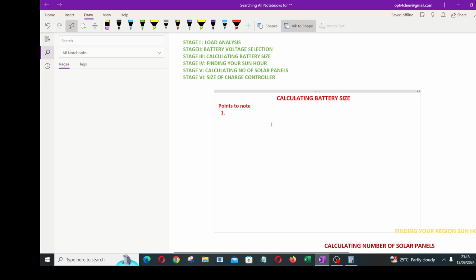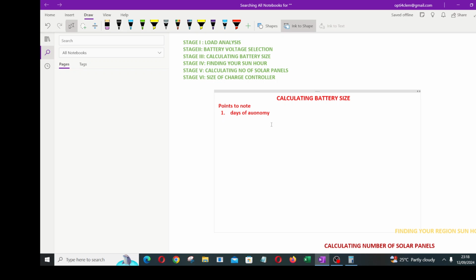Number one of that note is that you must be able to decide the days of autonomy. What do I mean by days of autonomy that you need to decide when you are trying to design a solar system? How many days do you want your solar system to run without interference? That is, without tripping off, even when there is no sun radiation and there's no means to charge the system. You want the system to operate autonomously. So that is number one, days of autonomy.